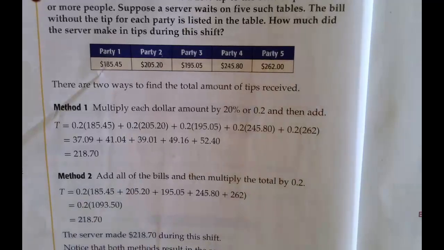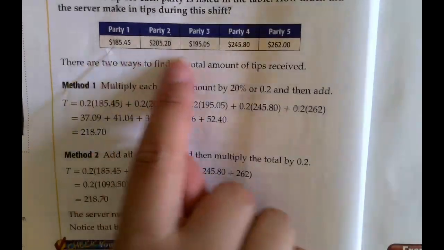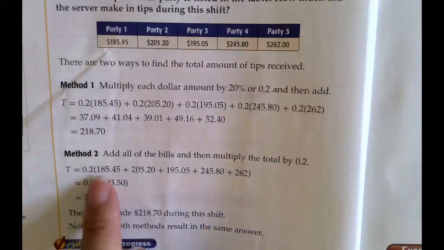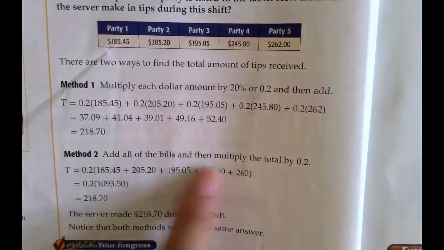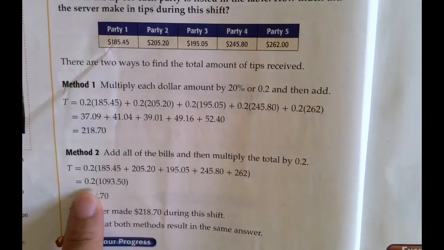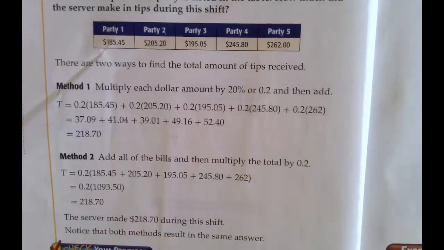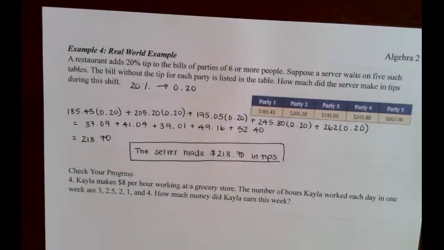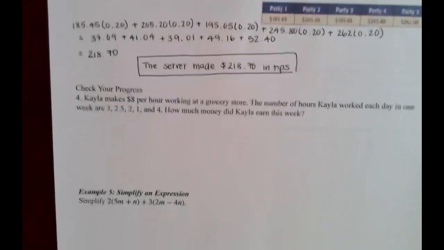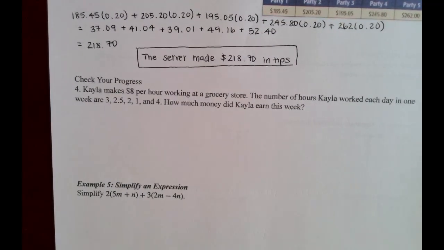The other way you could have done it is you could have added all of the bills together. That's what they did here. And then after you multiply that total by 20% or 0.2 and you would get the same answer. Okay? That's example 4. So here you're going to try your check your progress number 4. Once you have it, enter your answer in and then come back to check.